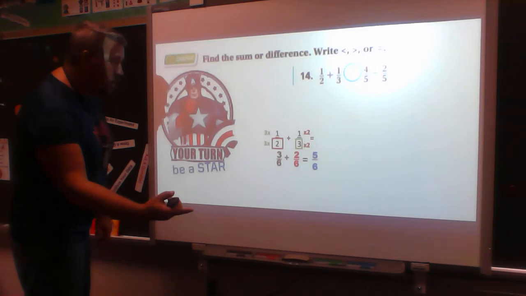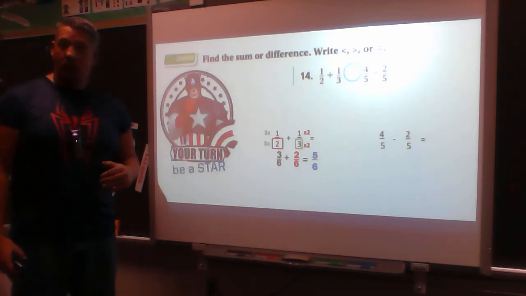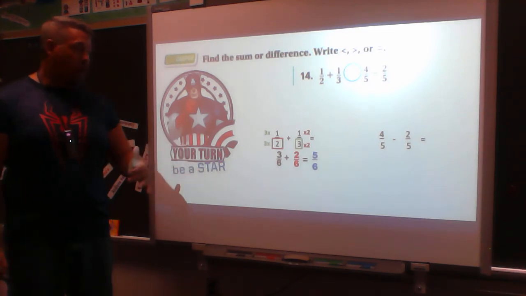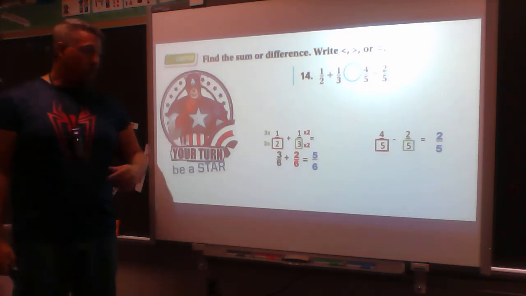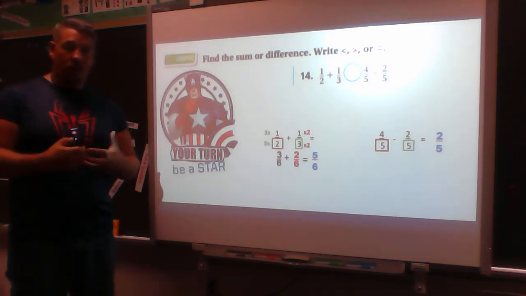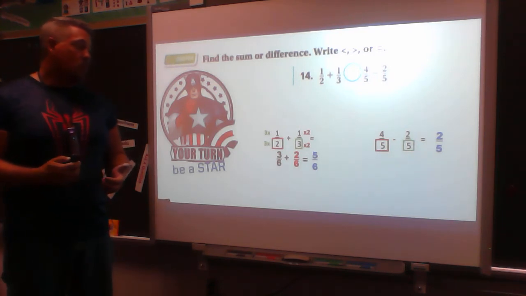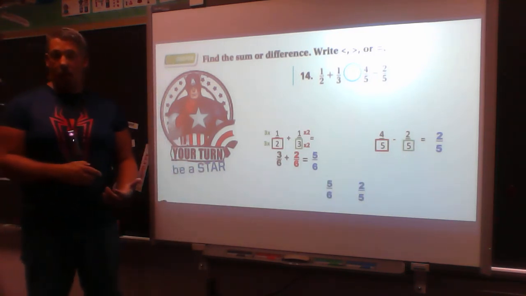On the other side, though, I notice I have common denominators. They were really nice to me. I just kept it. My denominator stayed at 5, and then I subtracted. 4 minus 2 is 2. But my denominators are still not like terms, right? They're unlike fractions. So now, between 5/6 and 2/5, I need a common denominator.